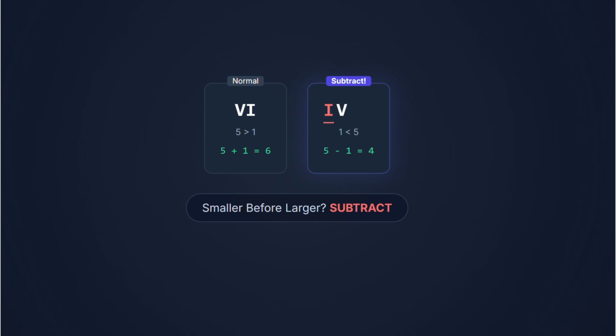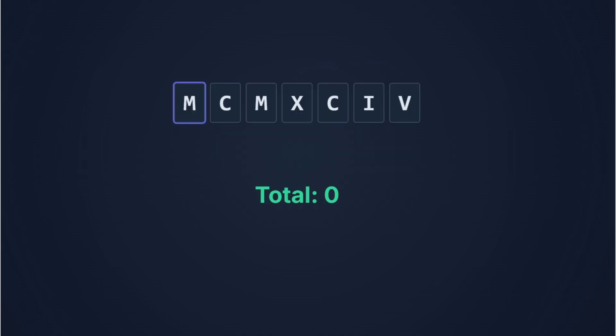But here's the key rule. If a smaller value appears before a larger one, you subtract it. Otherwise, you add it. That's it. One simple pattern replaces all the memorization. Let's trace a real example.